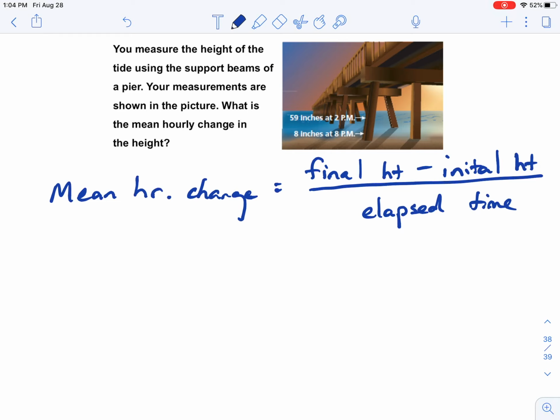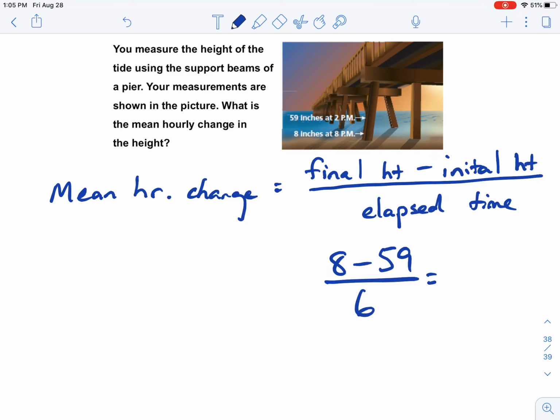So the final height in this problem would be represented by the number 8. Okay, it's 8 inches after the tide went down. Now we're going to subtract where it started. It started at 59. And then we're going to put that over how long it took. And from 2 p.m. to 8 p.m. is 6 hours.